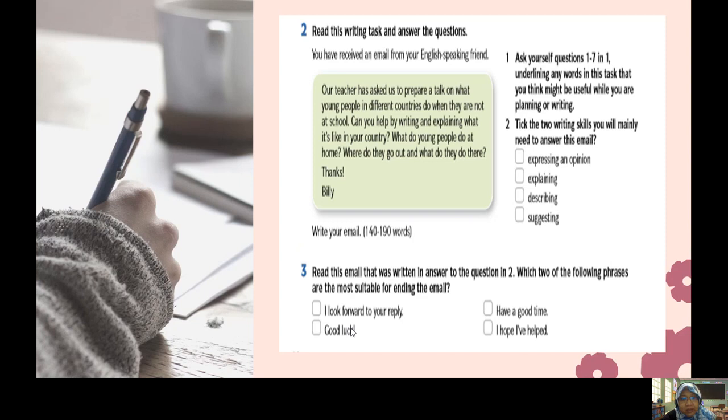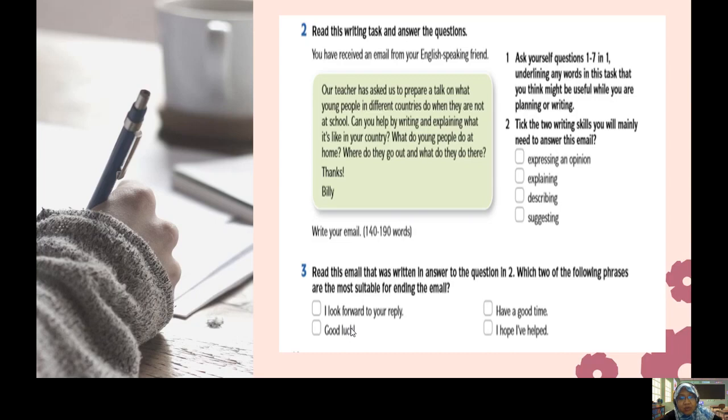So the question is, they ask you to write and explain what is actually happening in your country, which is in Malaysia. What do young people do at home? Apa orang muda buat dekat rumah in Malaysia? Where do they go out and what do they do there? Ke mana mereka pergi and what do they do there? Dan apa yang mereka buat di sana, di situ, di tempat yang mereka pergi. Thanks from Billy.